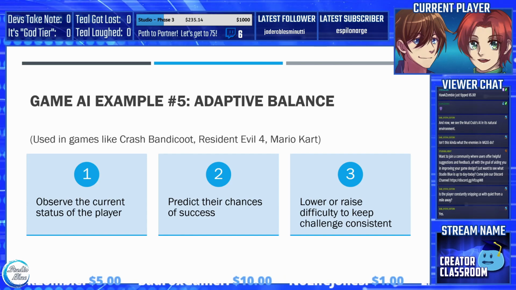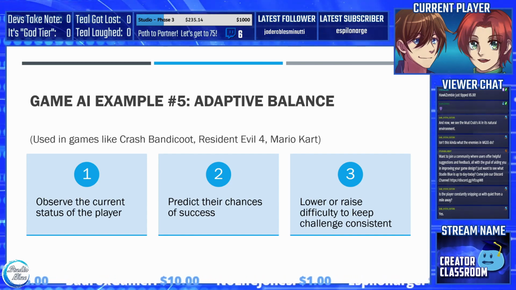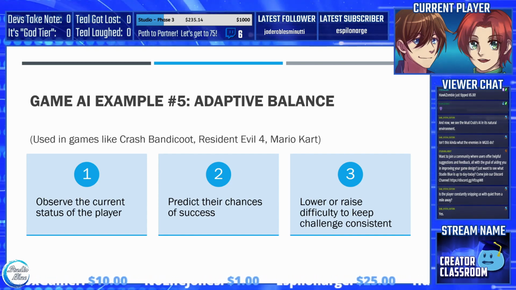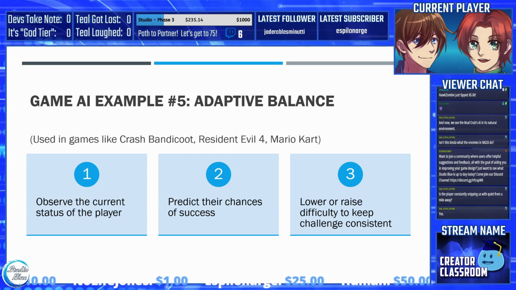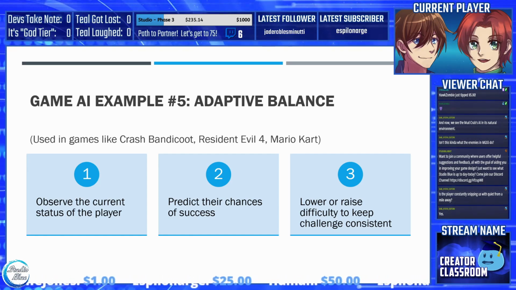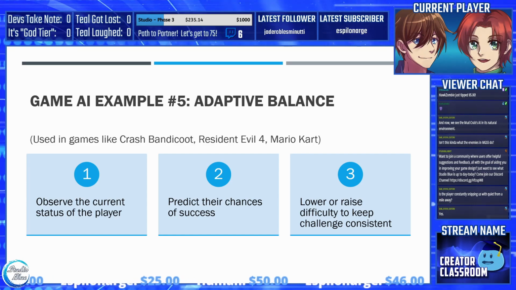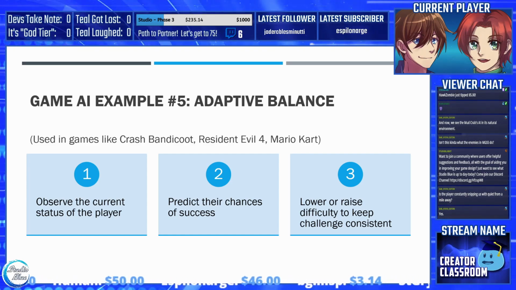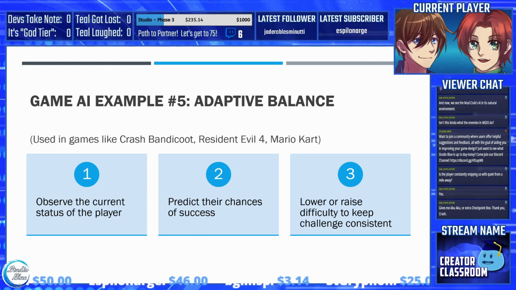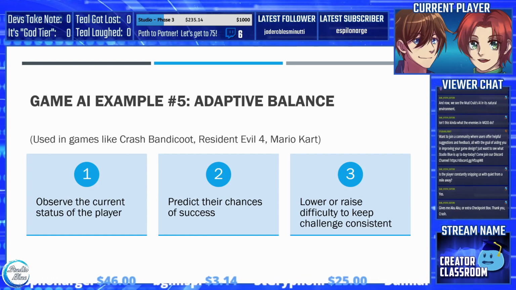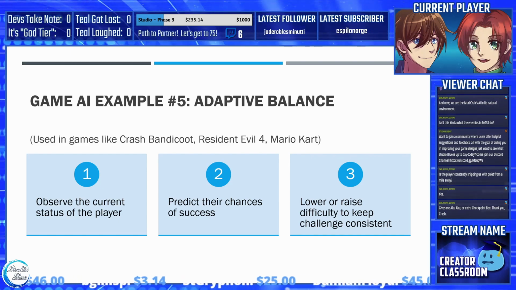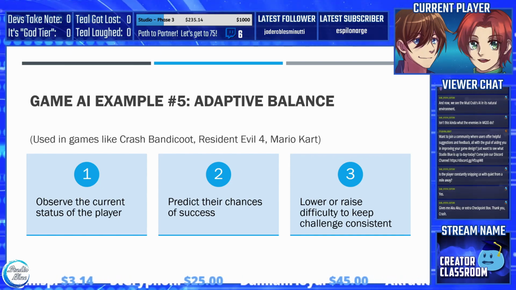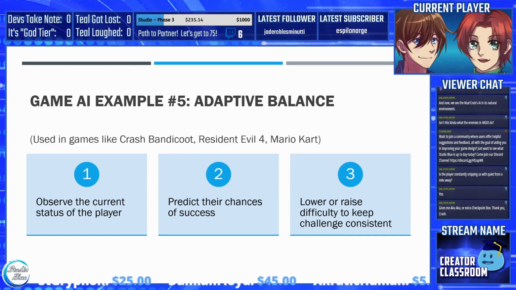So for this one, it observes the current status of the player. What is the player currently doing? Is the player doing really well? Doing really bad? It predicts their chances of success based off of those movements. How many times have they died? Where do they keep dying? Do they keep falling into this hole here? Do they keep failing against that enemy there? And then from there, it lowers or raises the difficulty to keep the challenge consistent.